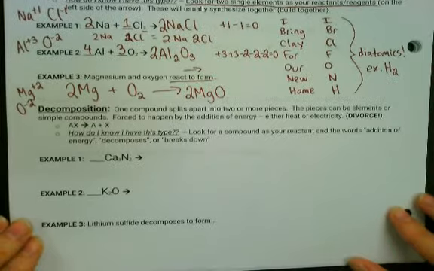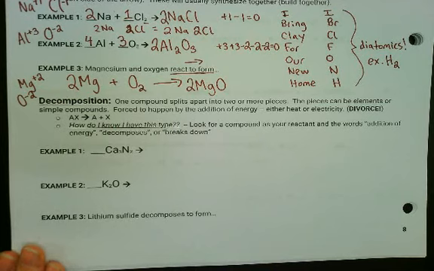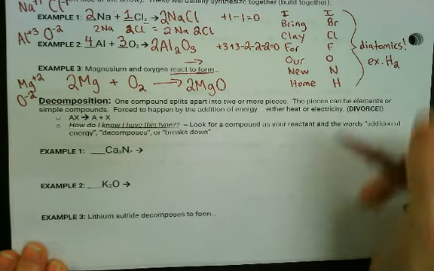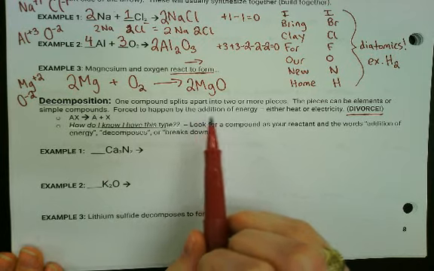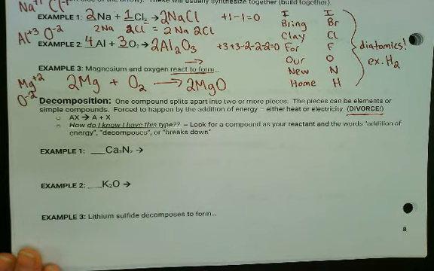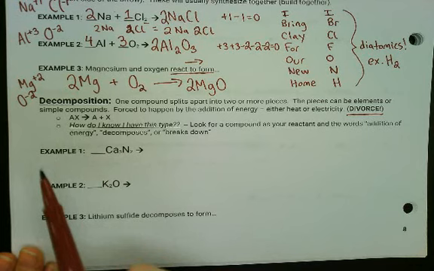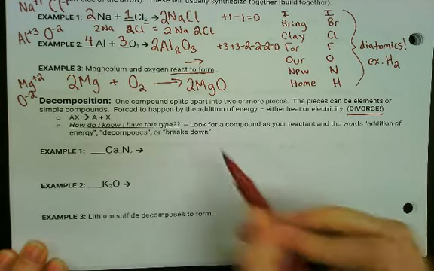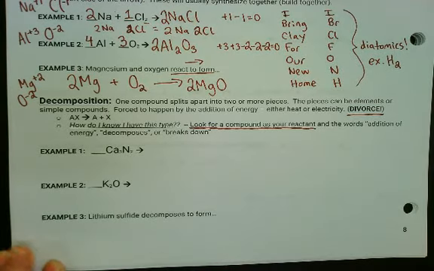Now we are going to move on to decomposition. So decomposition, this involves one compound splitting into 2 or more pieces. If you would like to think of this as divorce, to help you remember, you can do that. Now these reactions are going to happen because we are adding some energy. We're adding either heat or electricity to break some bonds. And in doing that, we are going to split apart a compound. So to identify if we have a decomposition reaction, we're going to take a look and check if we have a compound as our reactant.